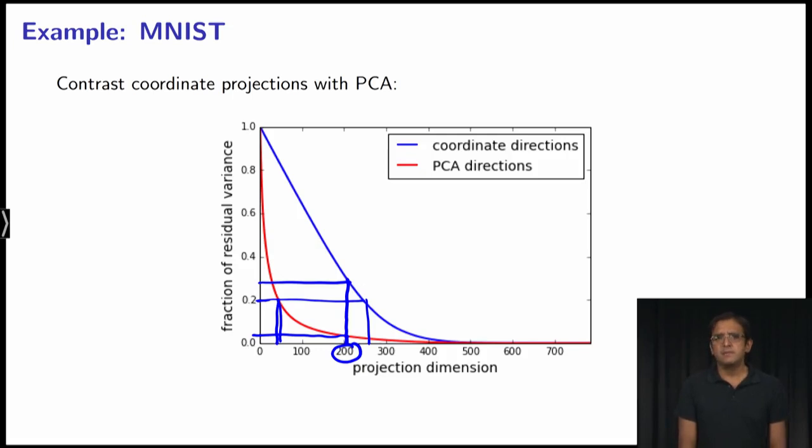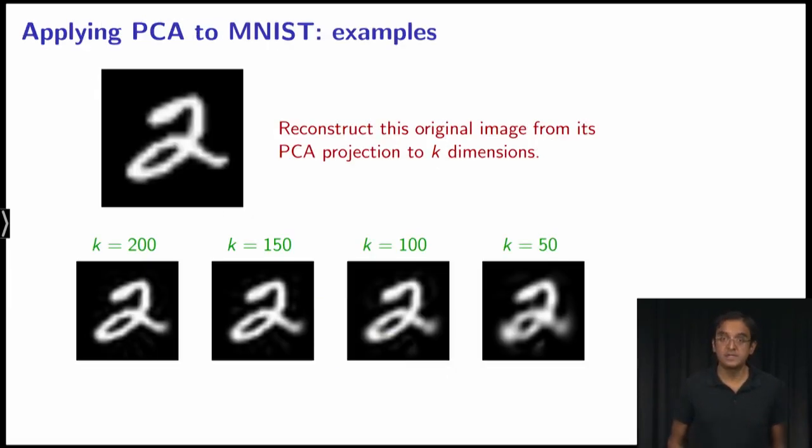Now, these numbers can be a little bit hard to interpret. What does it mean to lose 20% of the variance in the data? Is that good or bad? Is that too little or too much? So let's look at something a little bit more concrete. Let's look at some pictures.